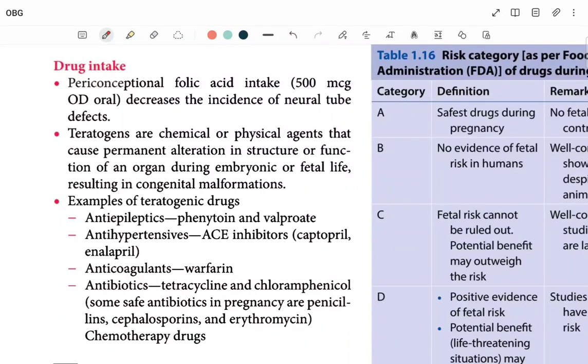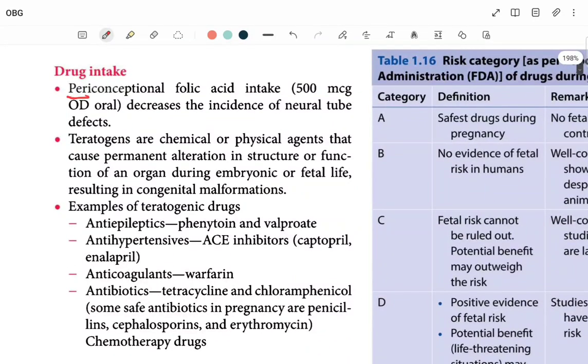Periconceptional, very important. So, drug intake, periconceptional folic acid intake, which is 500 mcg. The dose is always a favorite viva question, guys. So, periconceptional folic acid intake is 500 mcg OD orally. It decreases the incidence of neural tube defects.